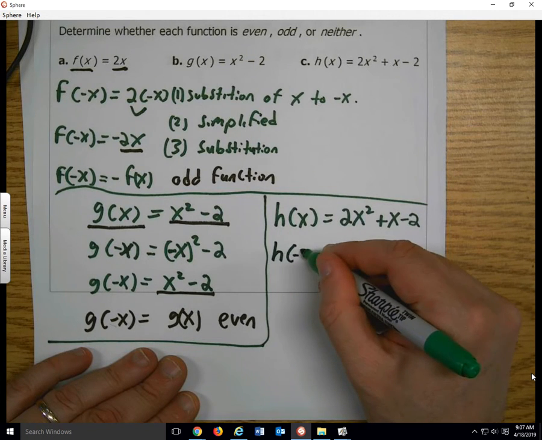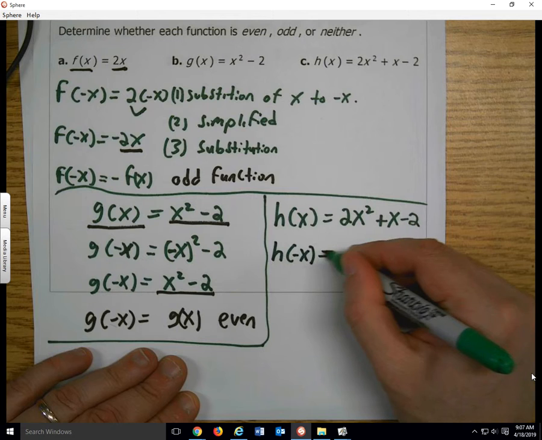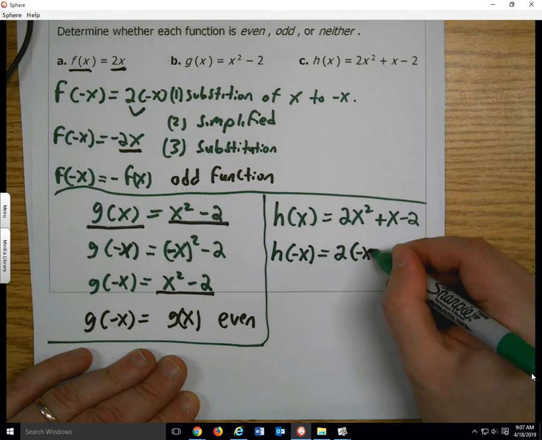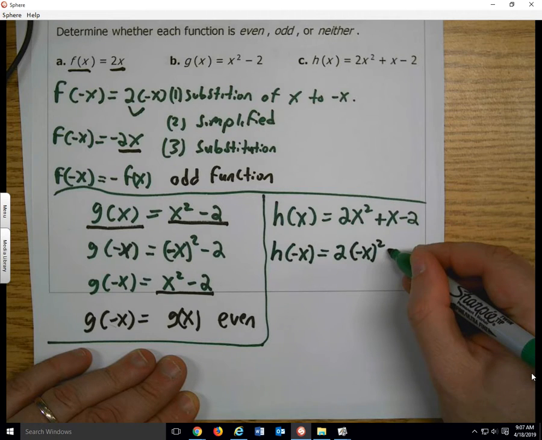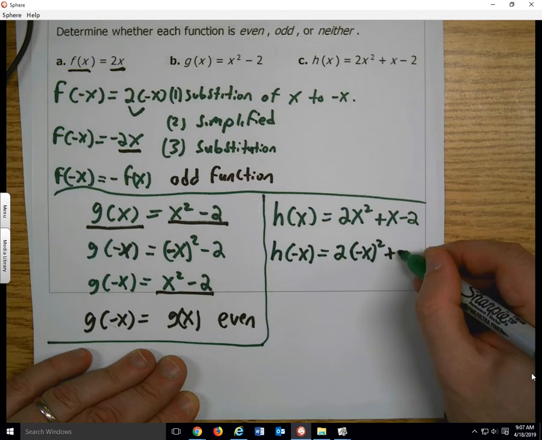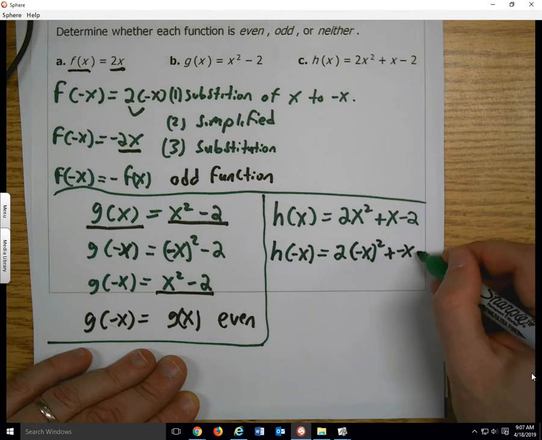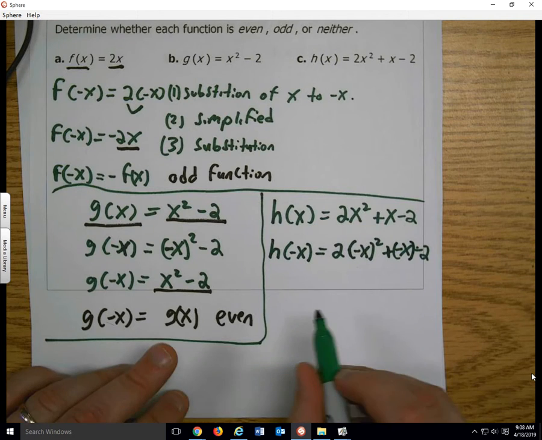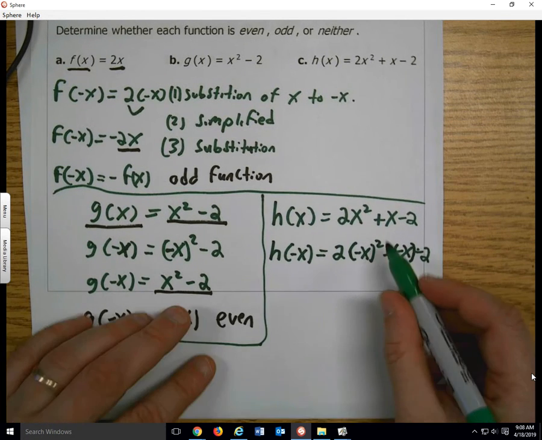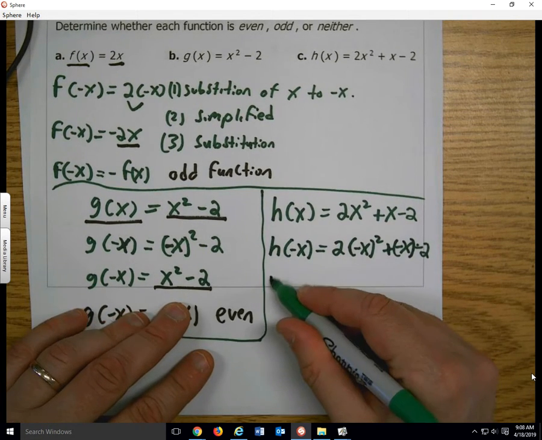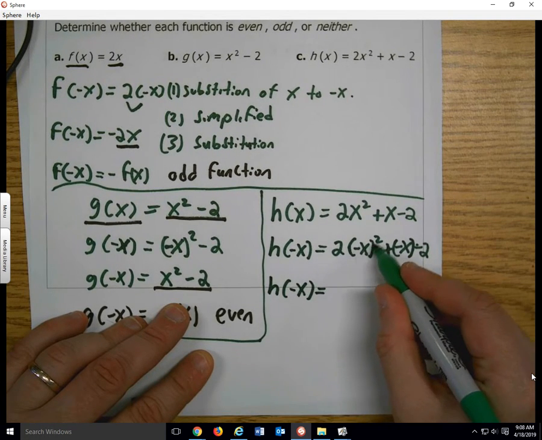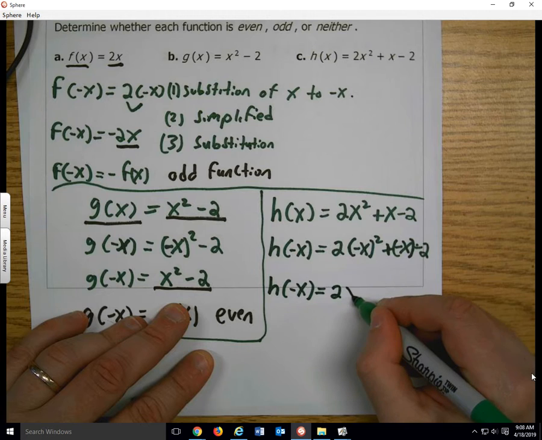So negative x. We're multiplying it by a negative 1. All the x's become negative now. There we go. Okay, after you do that, let's simplify it. Can we do any order of operations here? We can. A negative x squared is just x squared.